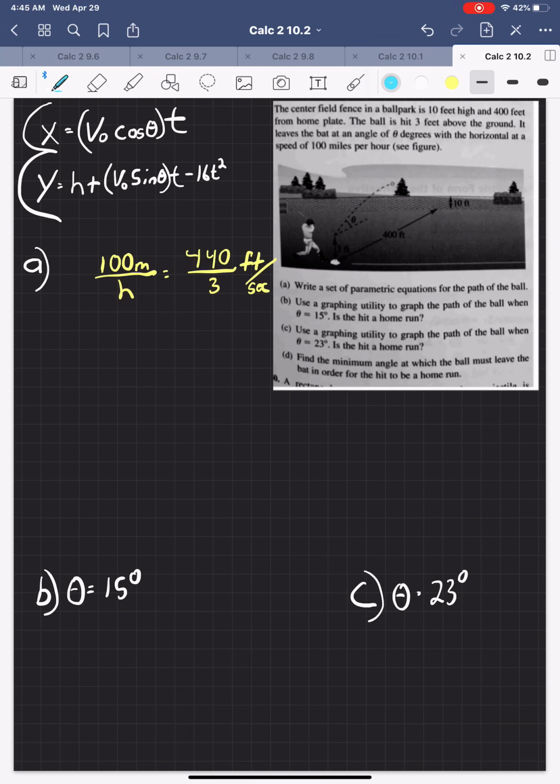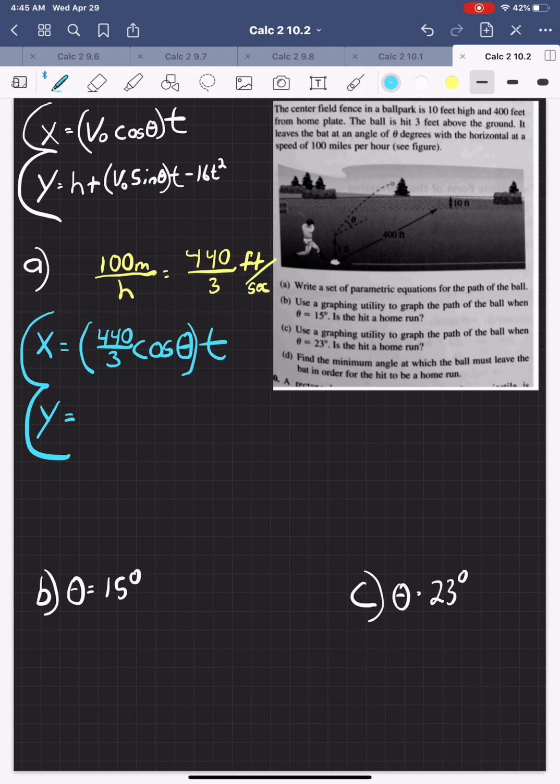My apologies. Let's plug in information that we know. So x is going to be equal to, notice the parentheses, the parentheses are important, v sub 0, so initial velocity. We want 440 over 3 feet per second, times cosine of theta, they have not given us a theta yet, times t. All right, so there's x for our baseball.